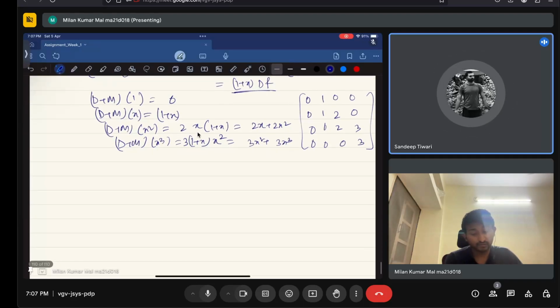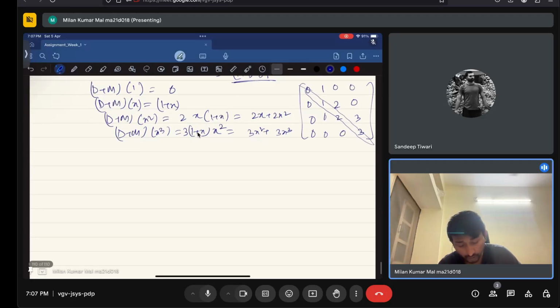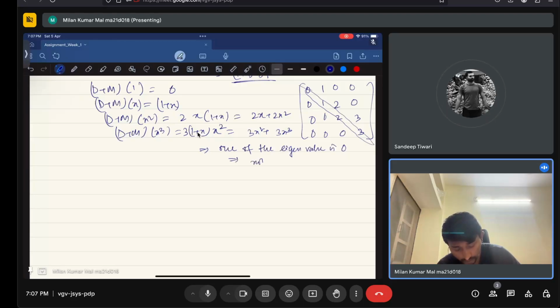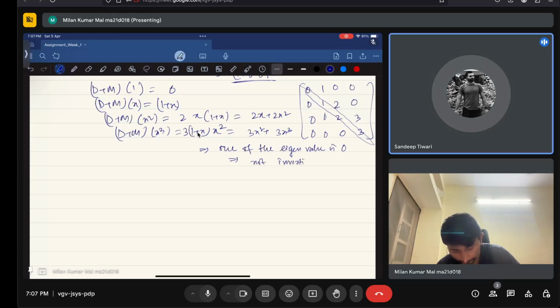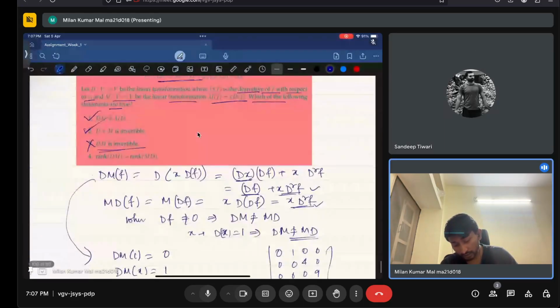So we cannot say invertibility directly, but what we can say is that the determinant is 0. Diagonal entries are the eigenvalues, so one of the eigenvalues of the matrix is 0. One row or column is 0, so whatever you say, the determinant is 0. So therefore this is not invertible. The statement that dm is invertible is also false.